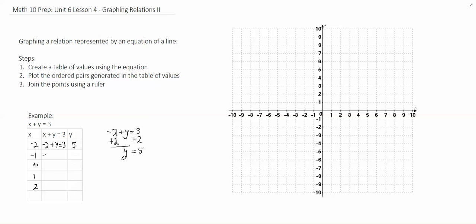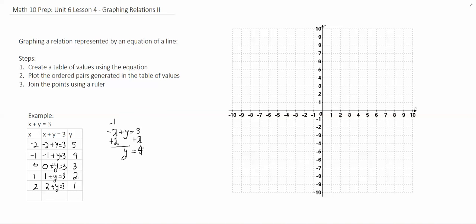We do the same thing with -1, our next point. So we have -1 plus y is equal to 3. So in this instance, instead of adding 2, we would be adding 1 to produce a y value of 4. 0 plus y equals 3. That's fairly straightforward. We get 3. 1 plus y equals 3, and that would be 2. 1 and 2 gives us 3. 2 plus y equals 3, and so 2 plus 1 equals 3.